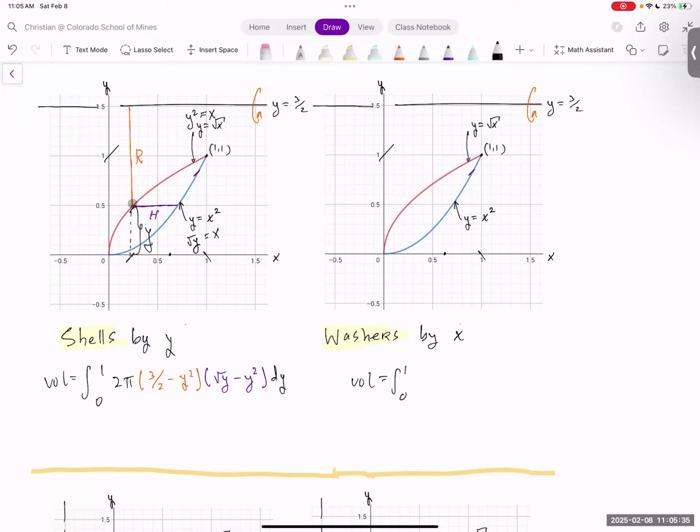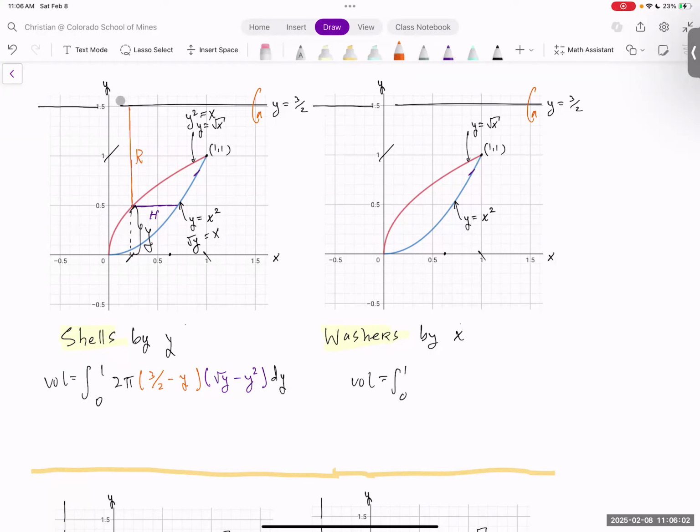Whether we're considering this radius going to this curve, or the radius going to this point, or the radius going from here down to the blue curve, that vertical height we're subtracting off is always y. So I'm going to go back to our take off the square. Now it works just fine. For washers.